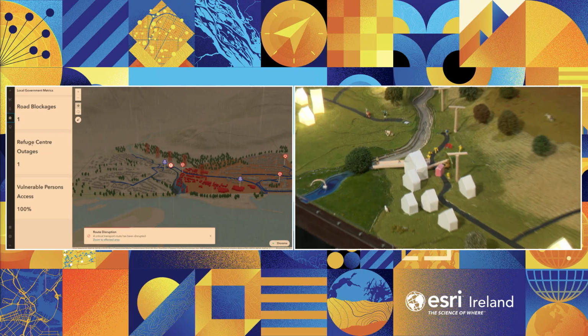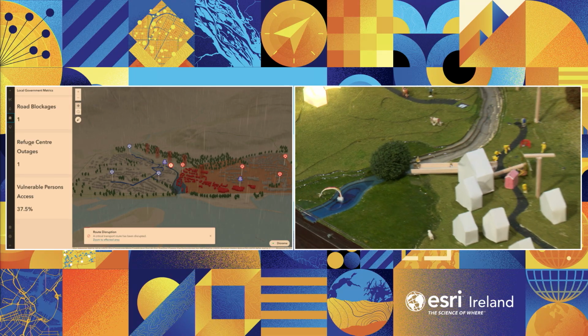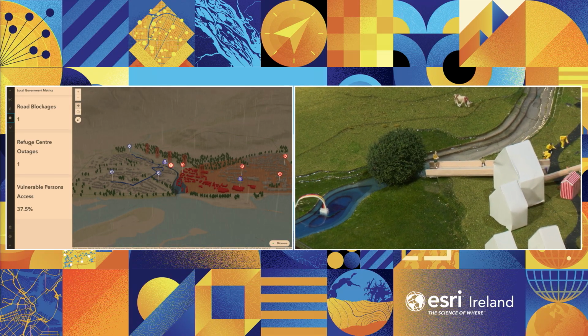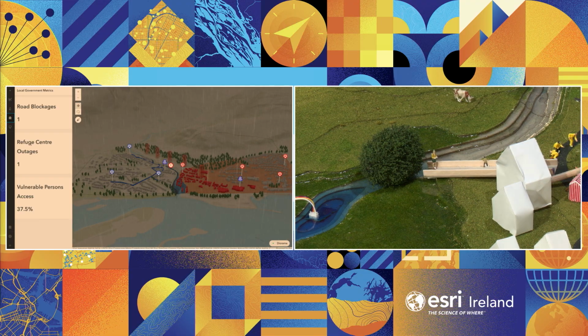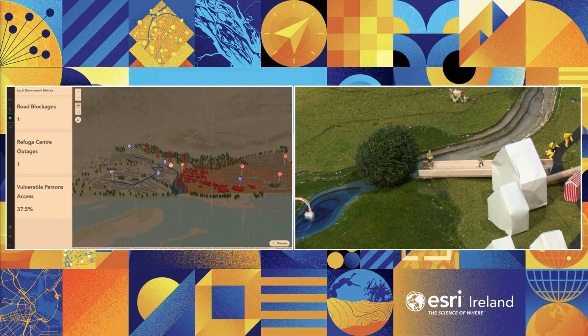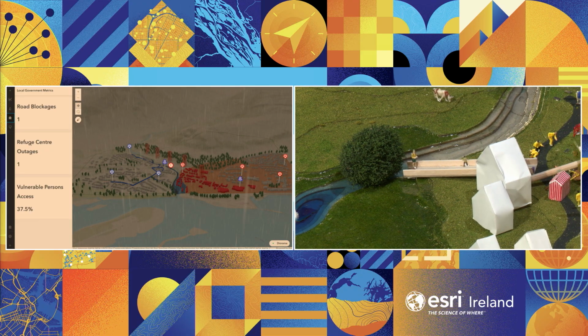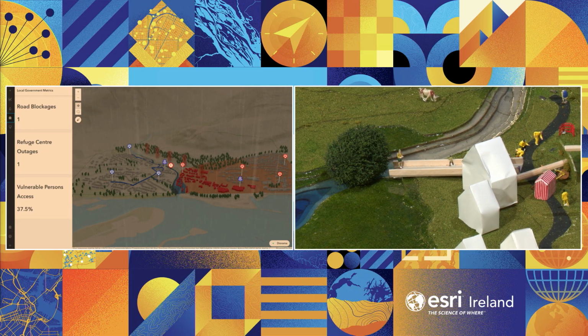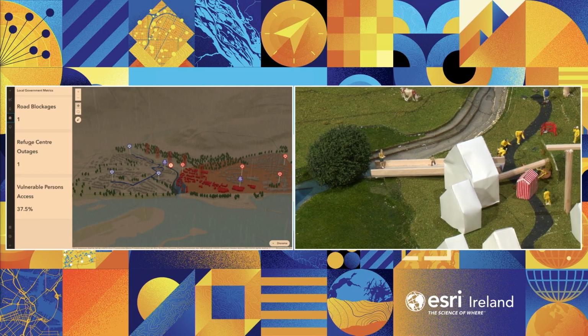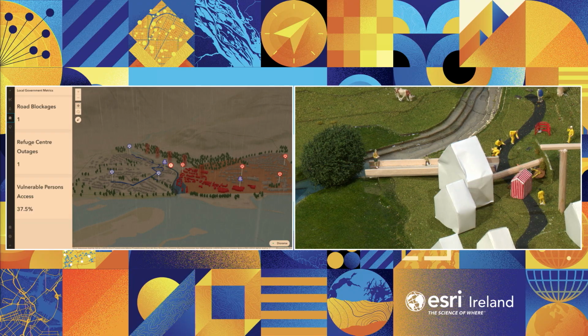Our sensors have picked up on Morgan sweeping the bridge away and communicated that with our digital twin. I can see that around 37% of vulnerable people are now unable to access any emergency centre at all. In a matter of seconds, my digital twin has allowed me to identify another point of failure within the town's set of networks.